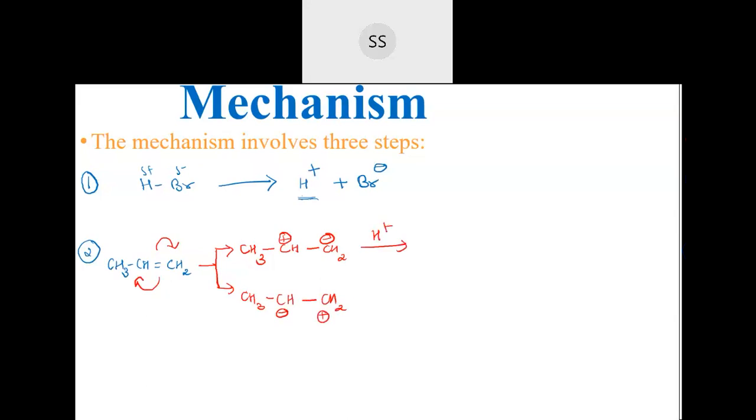Now you take this H plus. Where will the H plus go? The H plus will go towards the carbon which is negatively charged. Even here you can add the H plus ion. So this H plus will be taken by this negative carbon. Let us see what product will be formed in the second step.